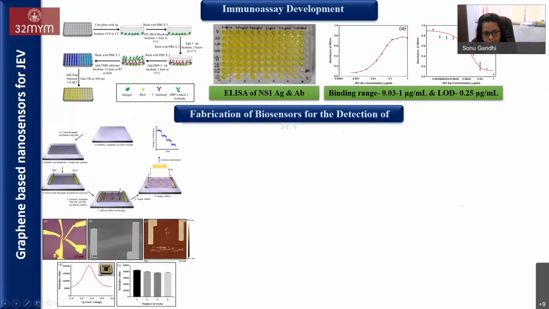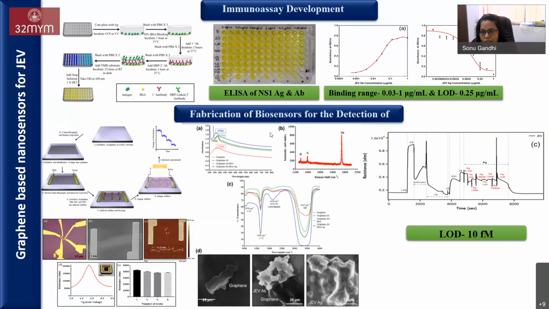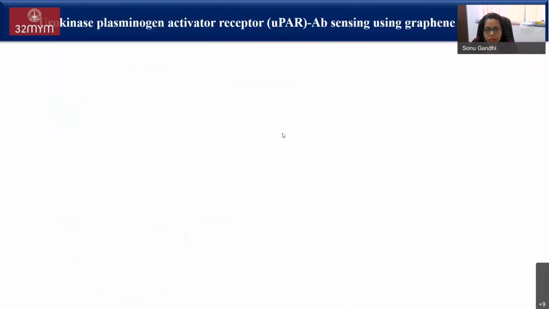We have fabricated a similar FET device, and characterized it in the similar way. And we have taken the other characterizations like UV-vis, Raman, FTIR, and SEM for that. And the limit of detection through the real-time measurement was, in this case, around 10 femtomolar. So this is very, very sensitive and requires very little sample, around 2 microliters, and we get the response within a few seconds after adding the sample.